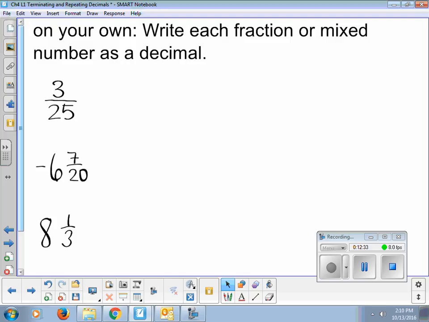Okay, so for your homework, I'm going to have you answer the last 3 on your own problems. So write each fraction or mixed number as a decimal. That will be tonight's homework.